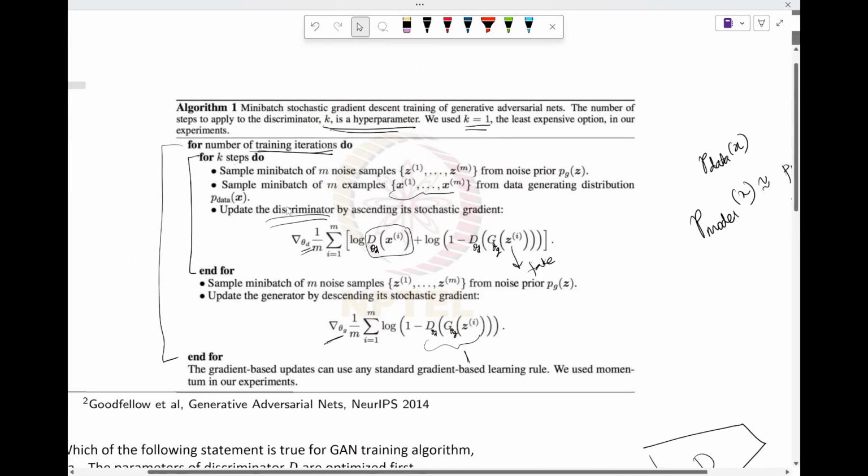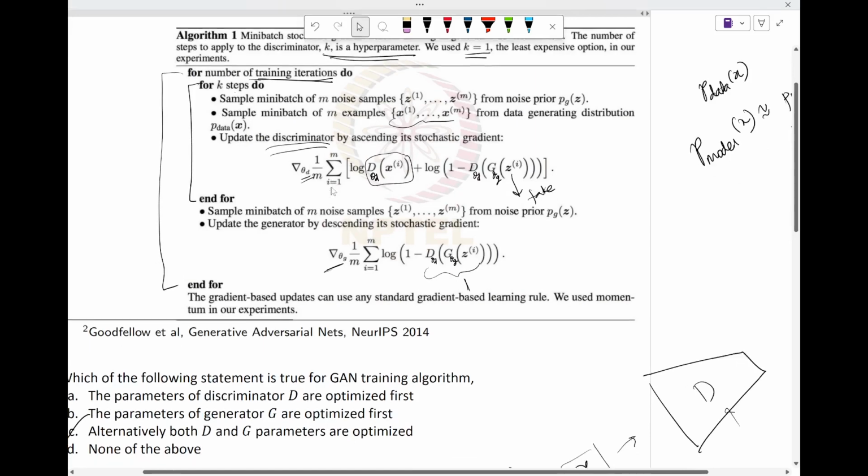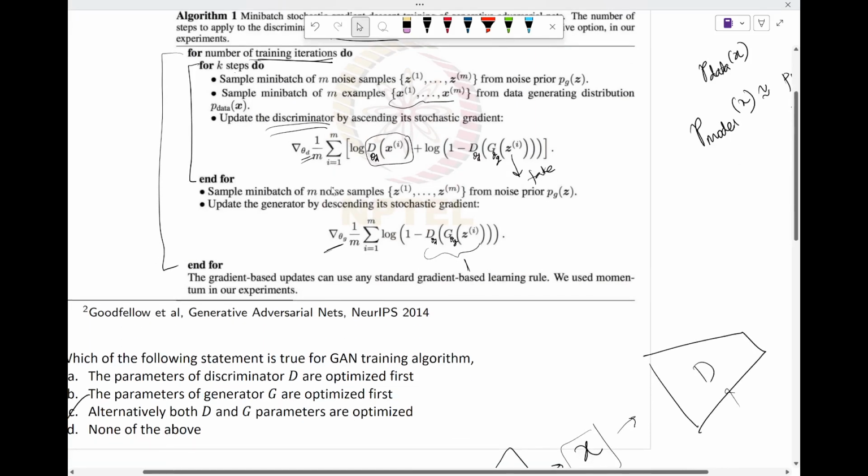So what will happen if you just keep updating the discriminator parameters? That would mean the discriminator will become very good at identifying what is the real image, and because you are not updating the G parameters, the G will keep producing fake images which are not really close to your P data.